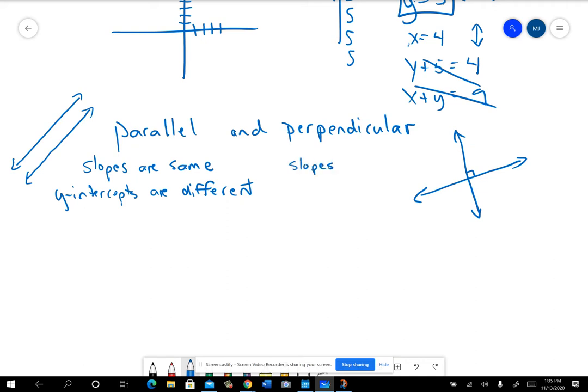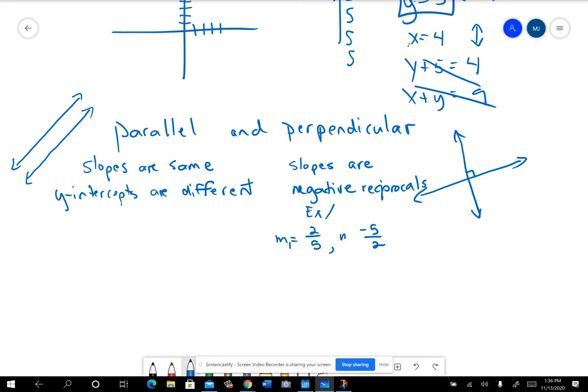Okay? All right, so this one's a little weirder. For perpendicular, it's hard to describe. The slopes are going to be negative reciprocals is what they usually say. Negative reciprocals. So for example, if one line has a slope of 2/5, the other one would have to have a slope of negative 5/2.